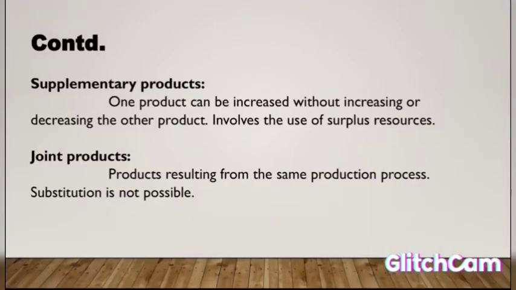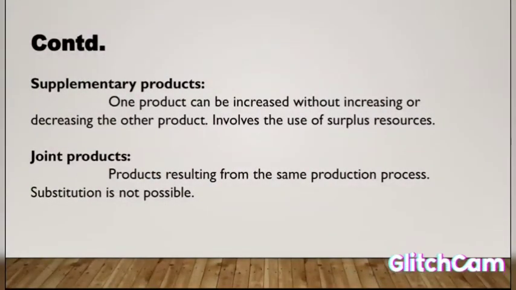Next one is supplementary products. In this, one product can be increased without increasing or decreasing the other product. It involves the use of surplus resources. An example is enterprises that use family labor during the lean season for family gardens.